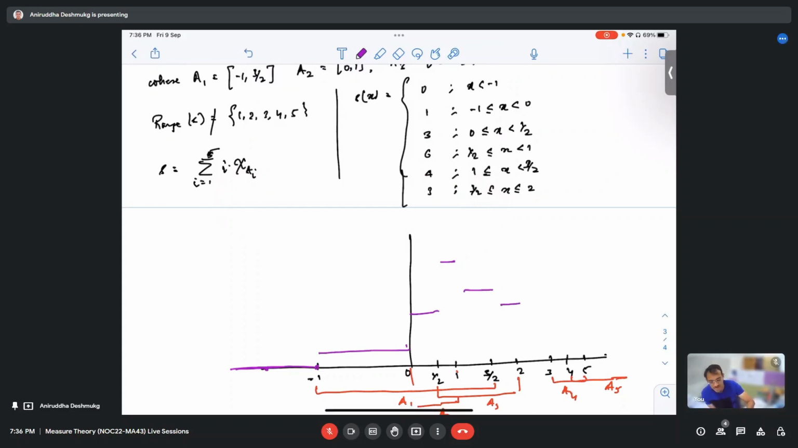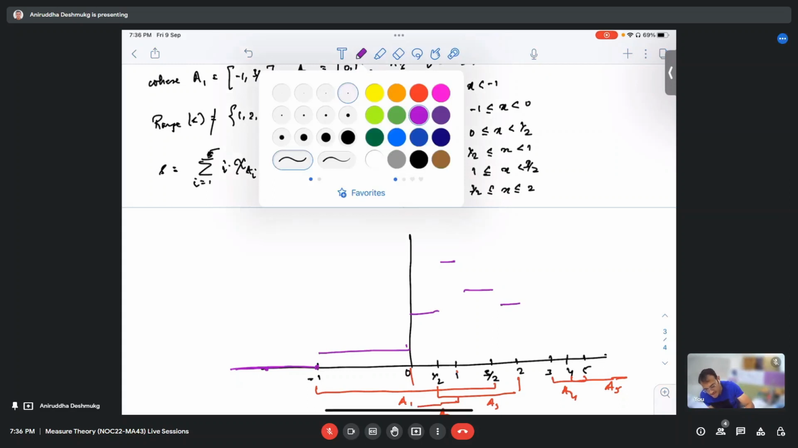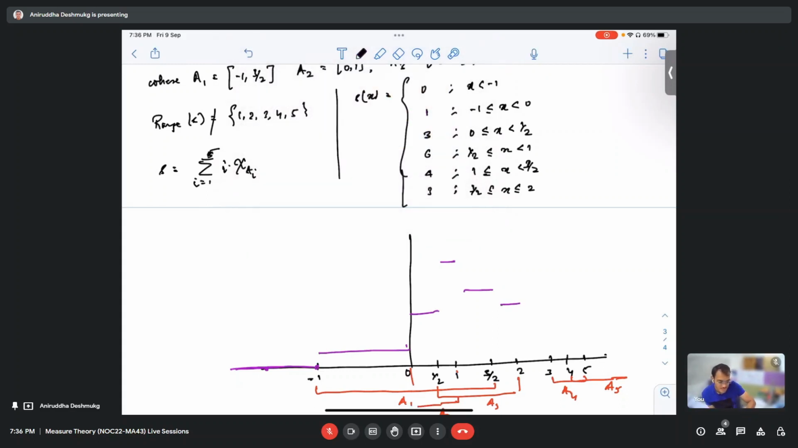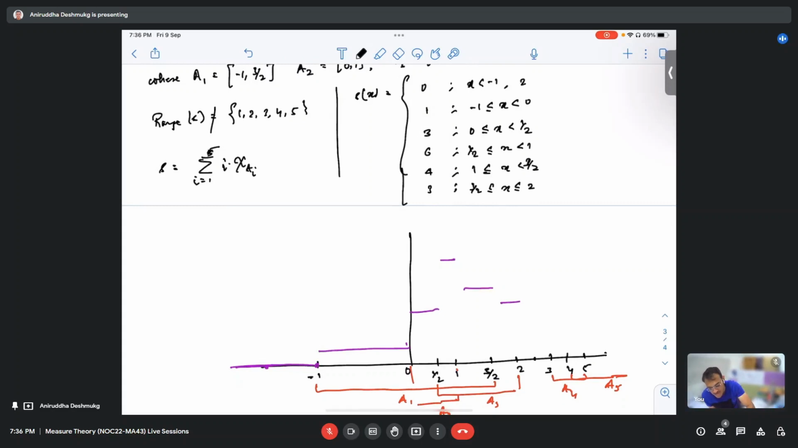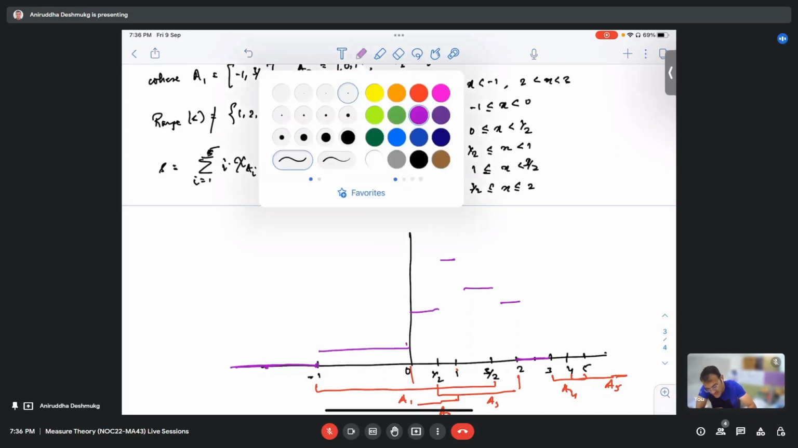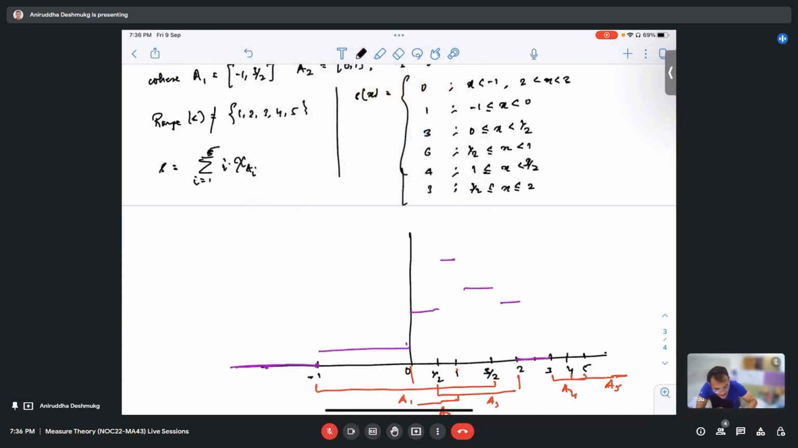What about 2 to 3? What happens here? It is obviously 0. So it is 0 when 2 is less than x less than 3. Okay. What about 3 to 4? It is 4. Why? Because it is only in A4 and no other set.